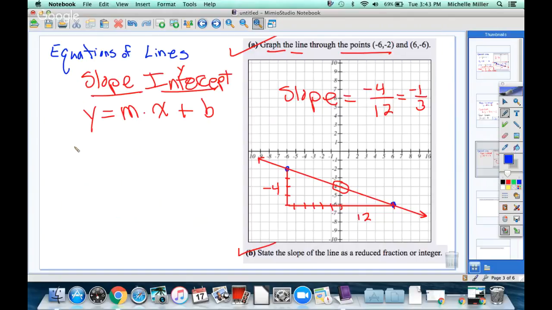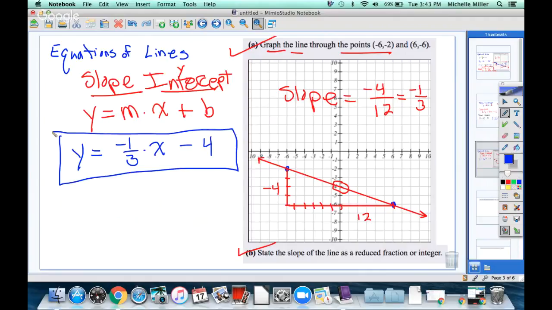So I believe the equation is y equals the slope, negative 1/3, times x, and then plus -4, or you could write that as minus 4. I think that's the equation for this line. So I'm going above and beyond what I was asked for. To double check that, I'm going to plug in, say, that x value right there, and see if I end up with that y value, the -2.